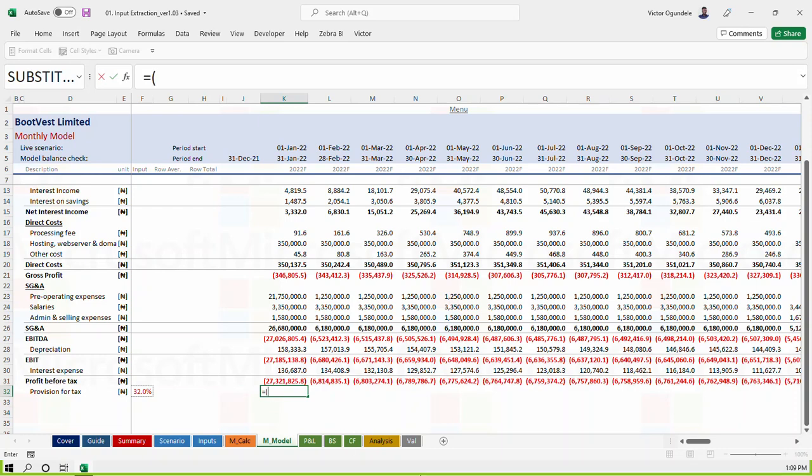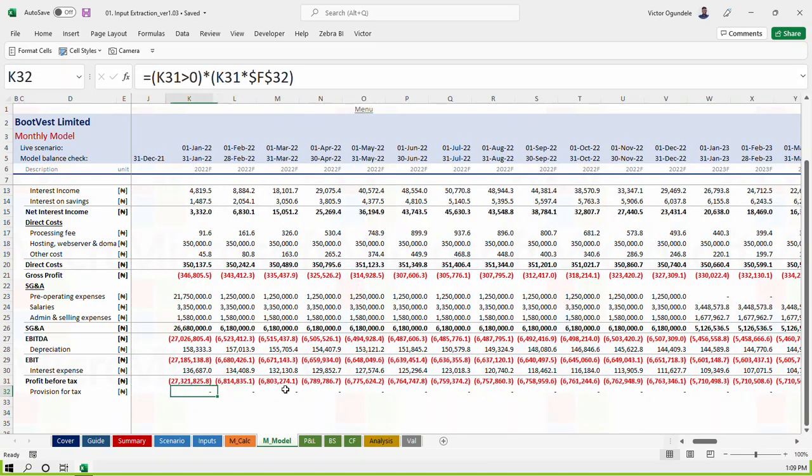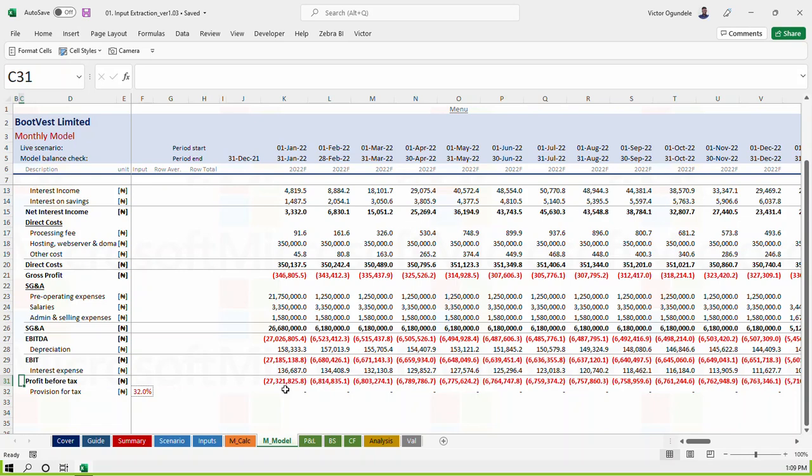Okay, so we are saying profit before tax, are you greater than 0? That will give me true or false. Anything true in Excel is 1, anything false in Excel is 0. Then I will multiply this by my profit before tax, multiply by my tax rate, which I'm going to keep constant, close the bracket and press enter, drag that to the right. So instead of using the IF function, I won't use it.